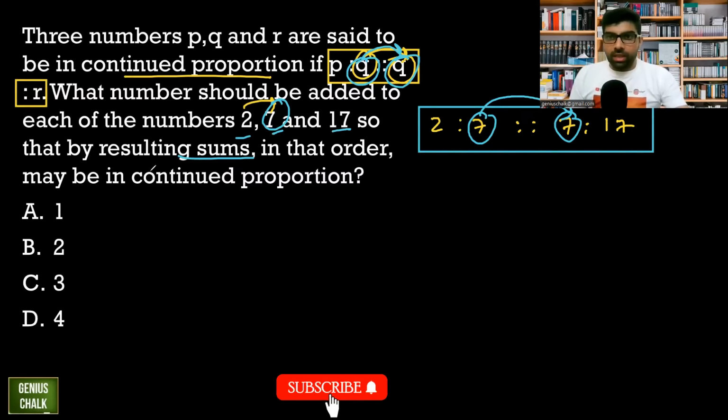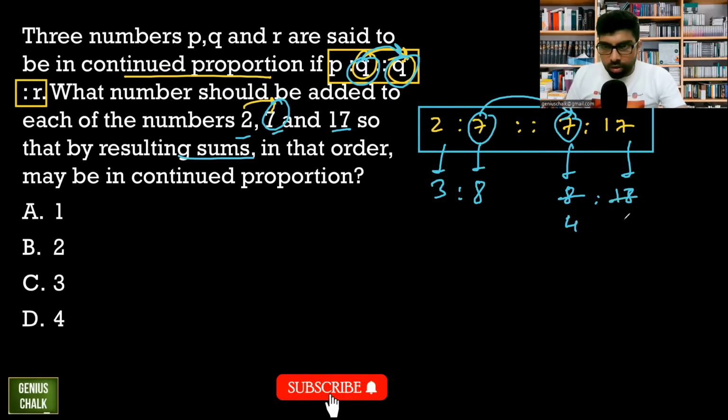Now it is saying that they must be in continued proportion. So there are two methods. I'll discuss both methods. The first method is by options. If the numbers are small, you can use options very effectively. If I take the first option, 2 plus 1 is 3, because it is saying what is to be added here. 7 plus 1 is 8. The ratio is 3:8. 7 plus 1 is 8, and 17 plus 1 is 18. What is the ratio here? You can see it is 4:9. And here the ratio is 3:8. That means the first option is cancelled. They are not in equal ratio.